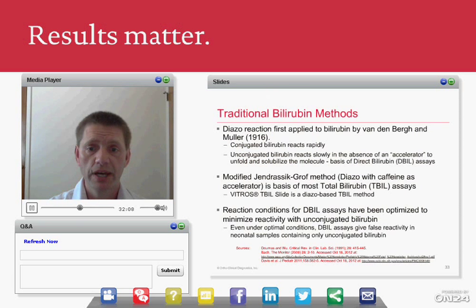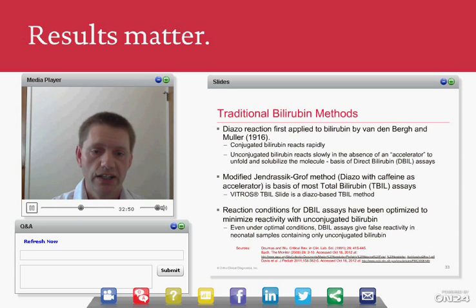Traditional bilirubin methods are referred to as diazo methods. The diazo reaction was first applied to bilirubin in 1916 by Van den Bergh and Mueller. Conjugated bilirubin reacts rapidly, and unconjugated bilirubin reacts slowly unless you have an accelerator such as caffeine to unfold and solubilize the molecule. This is really the basis of the D-bil assay. If you have a D-bil assay, you don't have an accelerator. If you have a T-bil, or total bilirubin, assay, then you do have an accelerator.